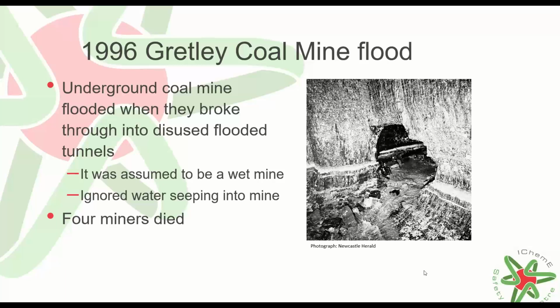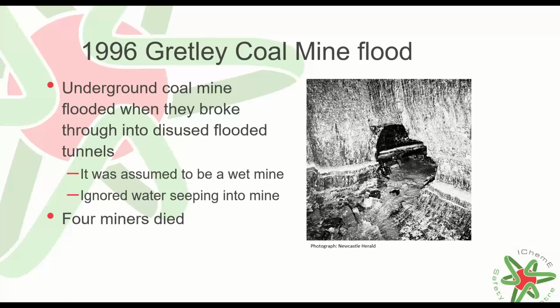Okay. The 1996 Gretley coal mine flood. Now, this occurred in New South Wales, Australia. It was an underground coal mine, and it was near some disused workings of a previous coal mine. They hadn't been mapped very well, those previous workings, but it was known to be a flooded, disused mine nearby. And there was always a little bit of water getting into the Gretley coal mine. So it was assumed to be a wet mine.